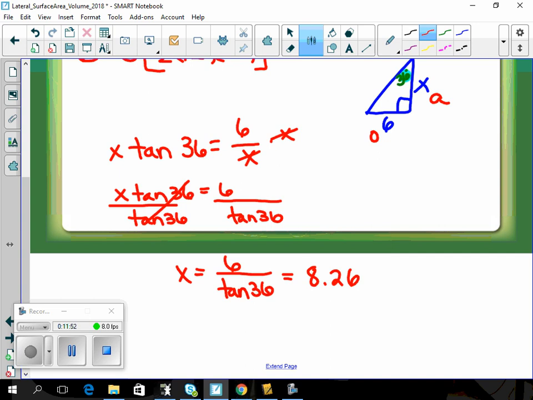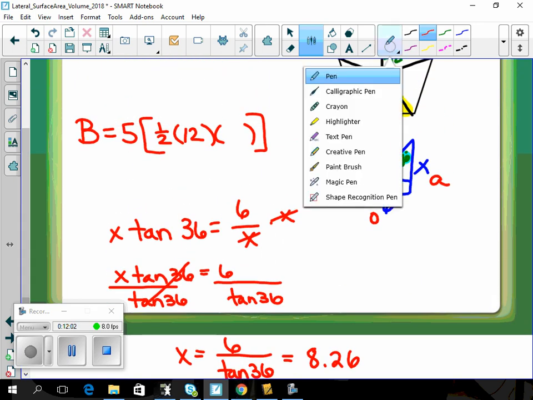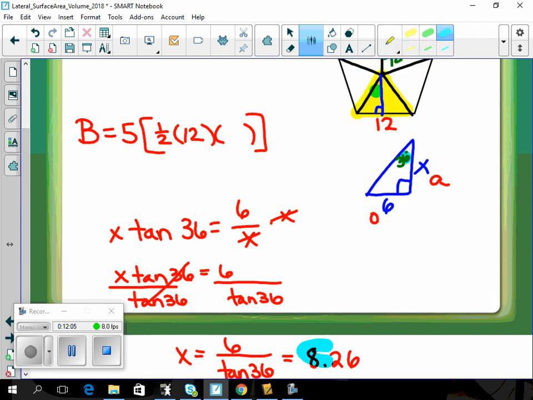So what is that? That's a lot of work to find what? The height of the triangle, right? So we're scrolling back up. In other words, this number goes here. We're just still trying to find the area of the base. Do you agree? We're still on that. We're not even at the surface area of the whole darn thing yet. So 8.26 goes here. So what is that area of the base?